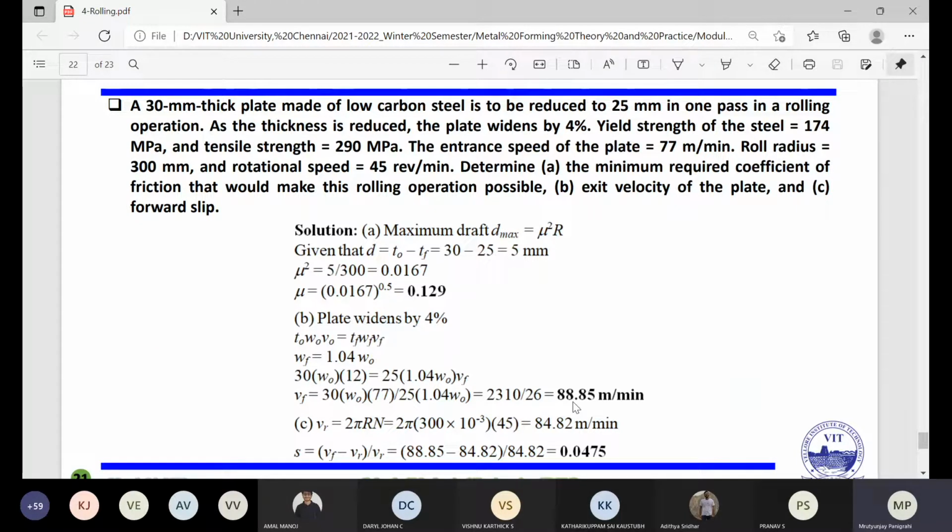Right? Second part is clear? Yes, sir. Okay. And the third part now, you have to find out the forward slip. So forward slip is VF minus VR by VR. So before that, you have to find out what is the value of VR.